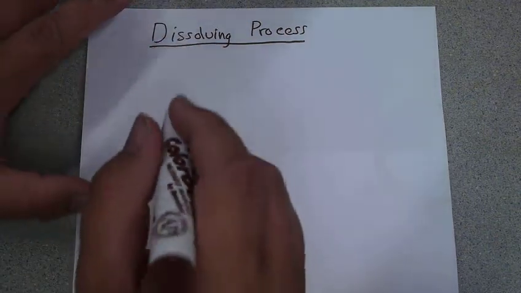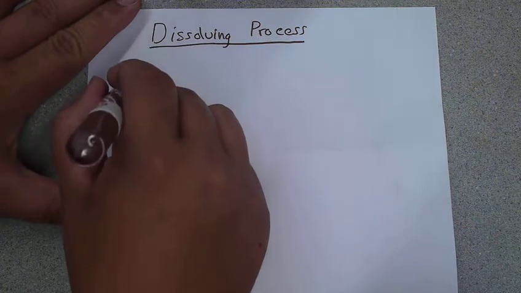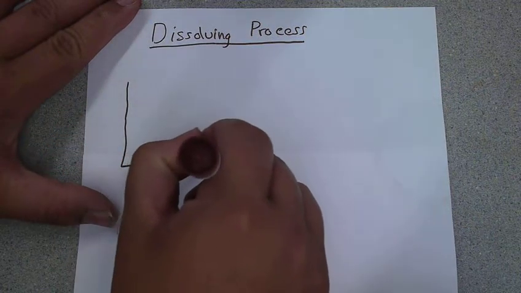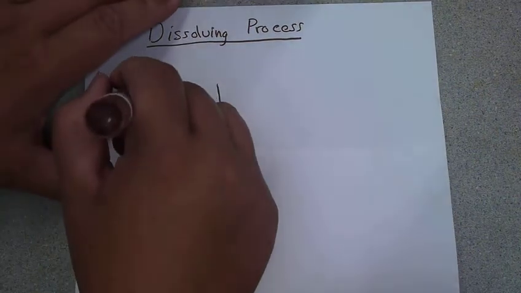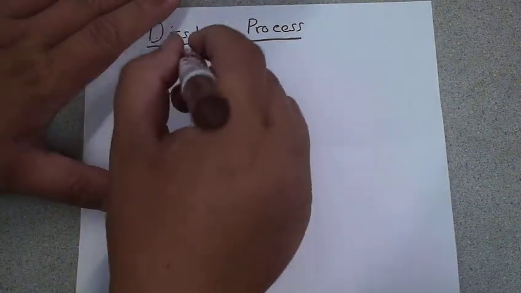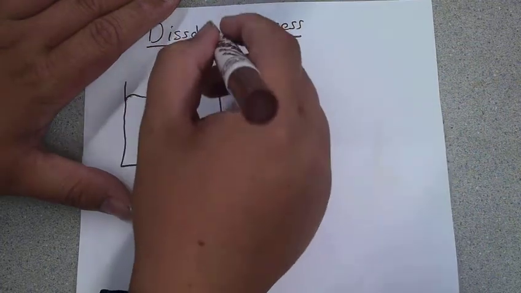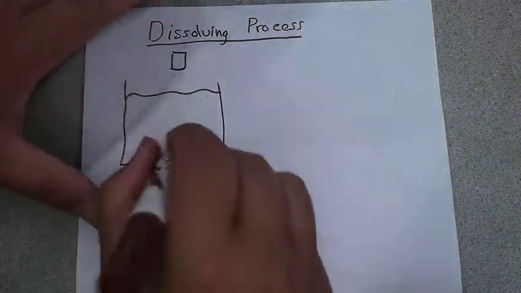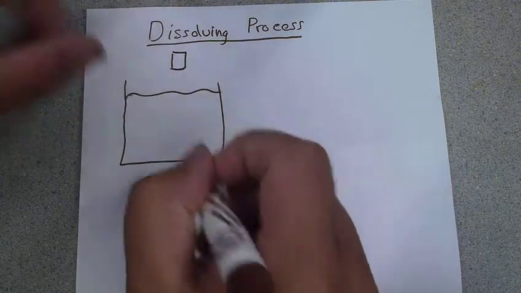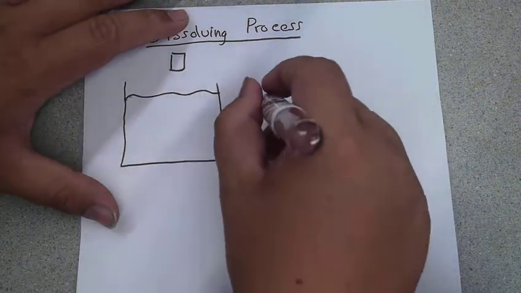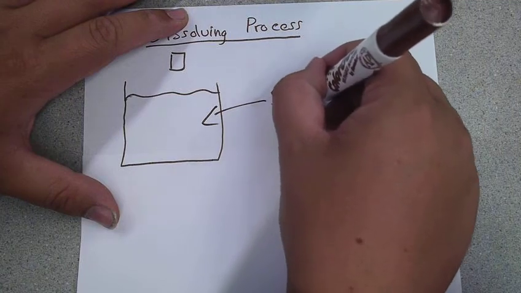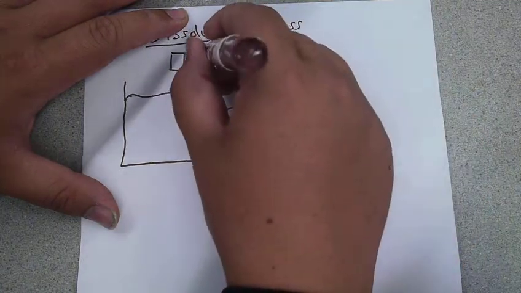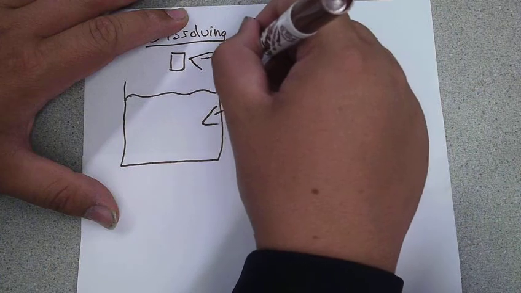Let's first remind ourselves of the difference between solute and solvent. If I have a beaker with some liquid in it, let's say the liquid is water, and I have a cube of sugar. The liquid, the water in this case, is going to be the solvent. Whatever goes in our solvent is going to be our solute.